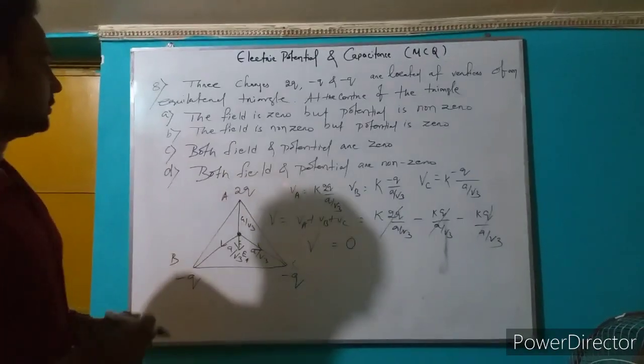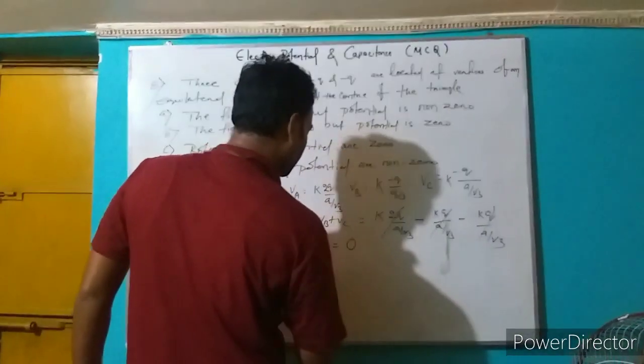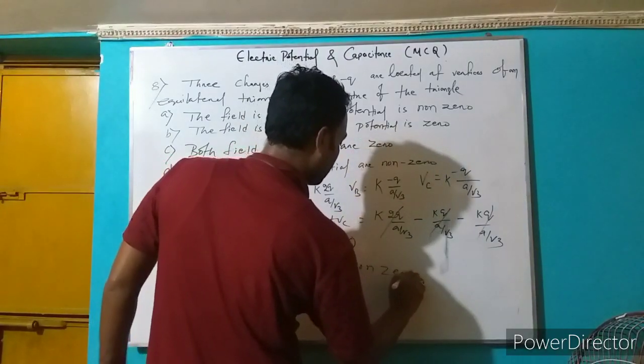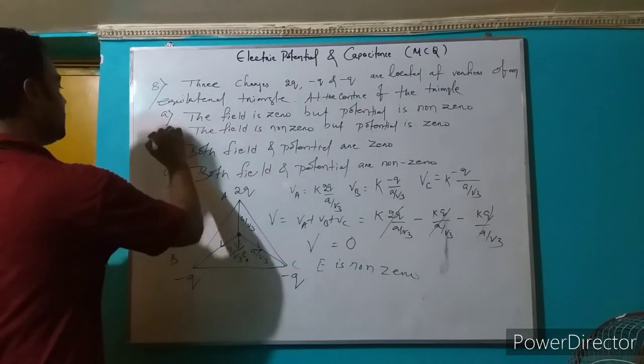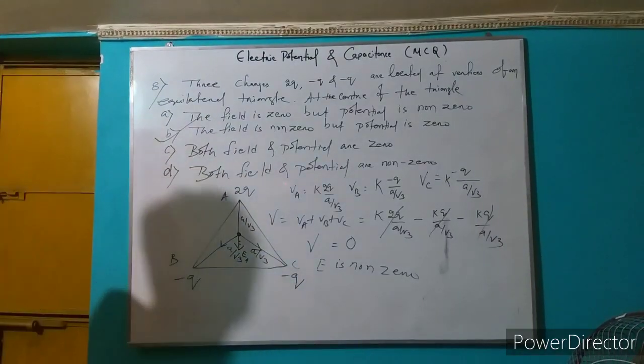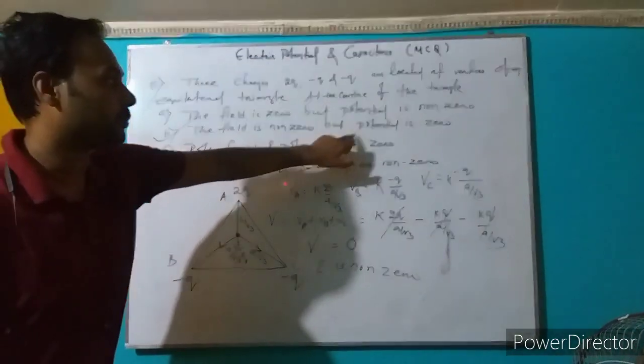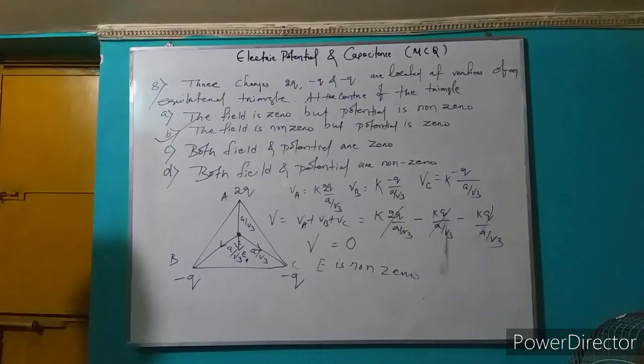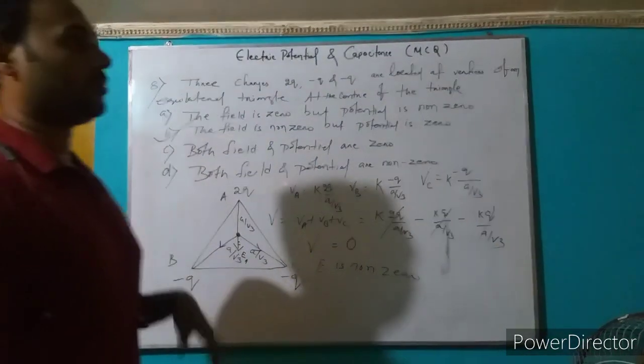Here the potential is 0, but the electric field is non-zero. That means option B is the correct answer. So the field is non-zero, but the potential is 0. Now my next question, that is the 9th number question.